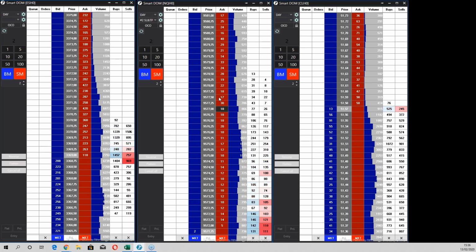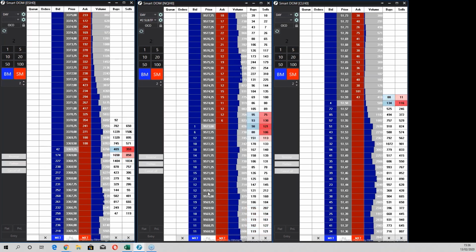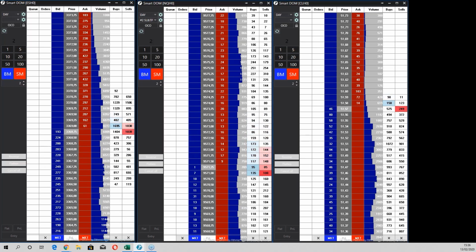We missed the 77.5. Unfortunately, it was a good trade. We missed this one as well, which was also a good trade. So that means that we are able to interpret the market correctly.